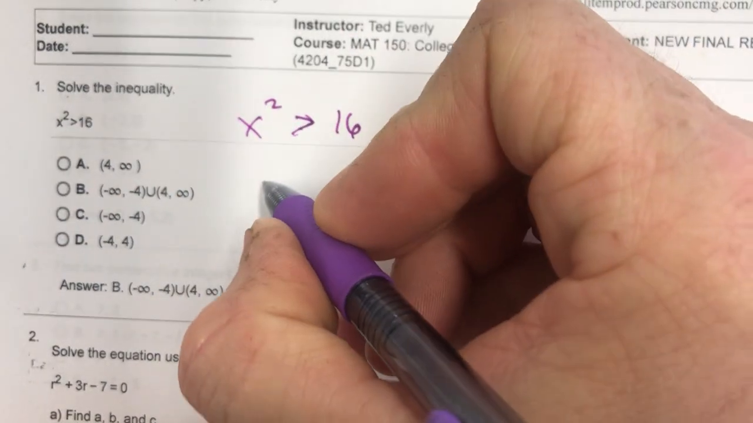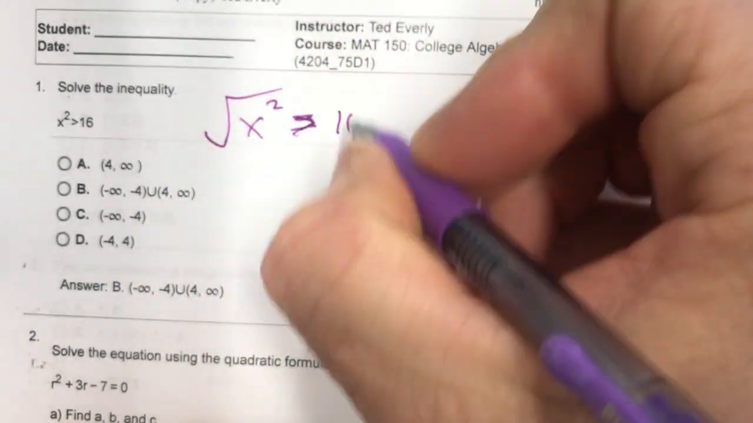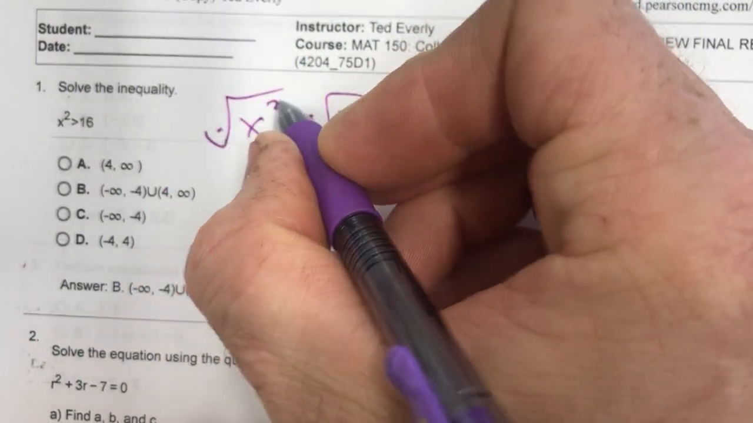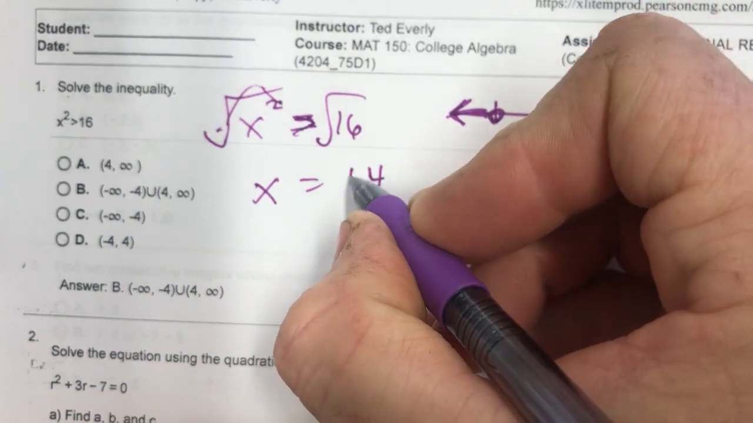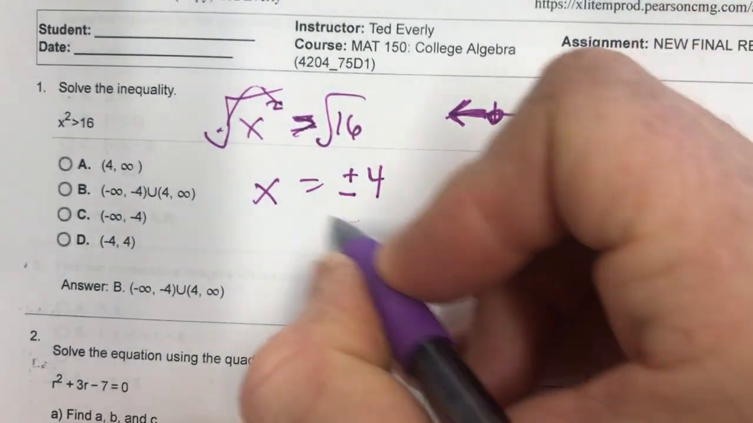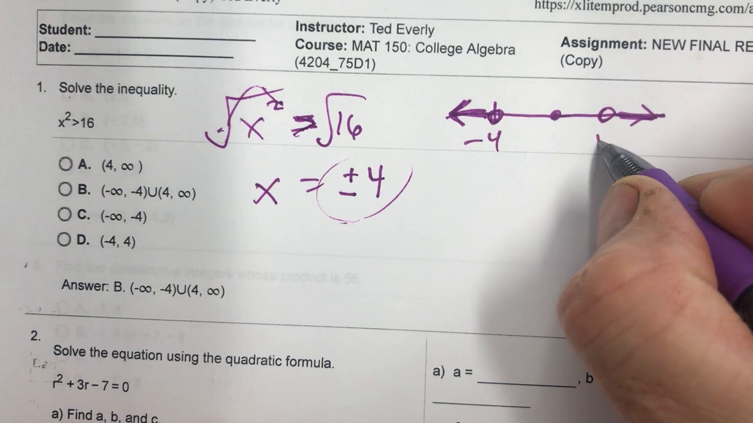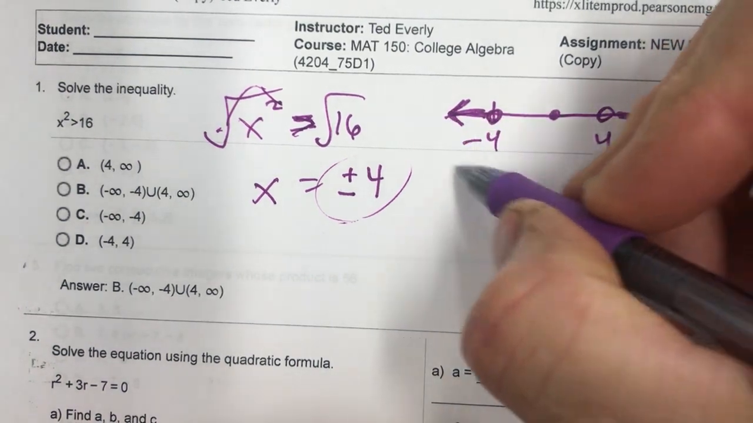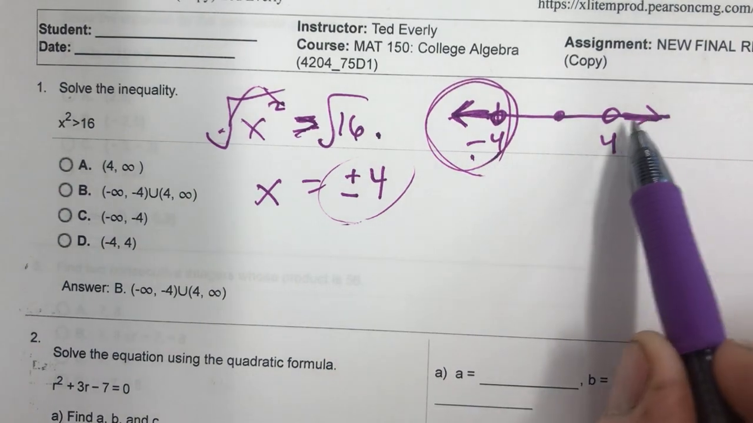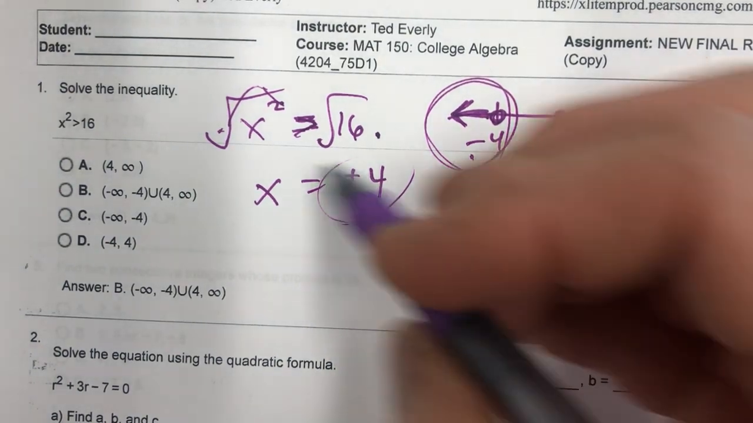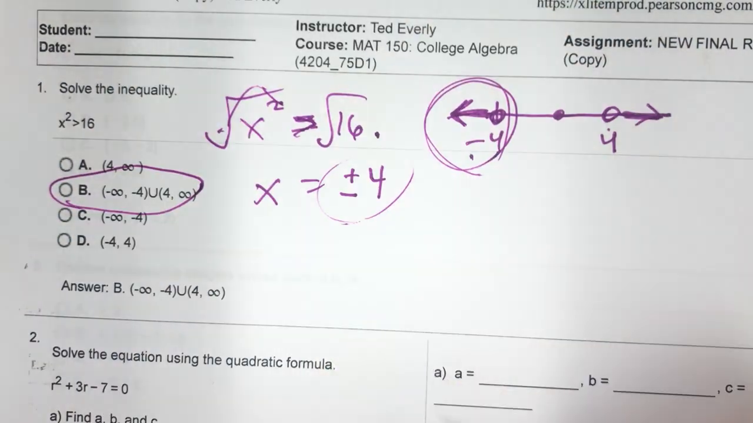So if this was an equals and I square root both sides, the square root of x squared, those would cancel. The square root of 16 would be 4, but it could be plus or minus. So here's my values right there, -4 and +4. So we're looking at all the values, negative infinity to -4, and all the values from 4 to positive infinity, which looks like B right here.